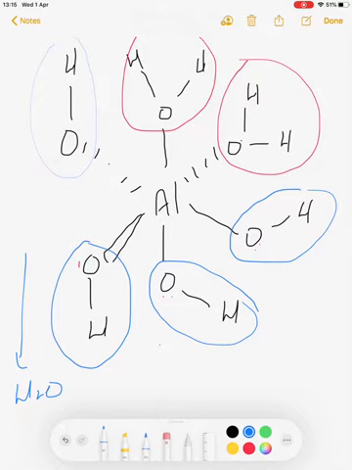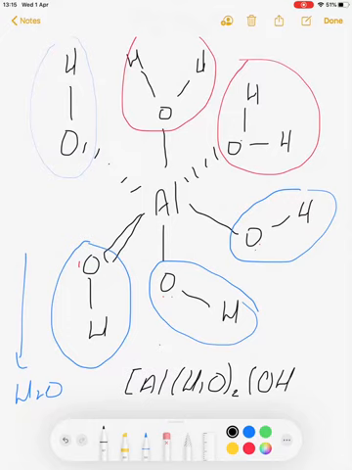So what we've got in this one, if I write the formula out for this at the bottom down here, I've now got aluminium with 2 waters and 4 hydroxides. Now if you remember, the aluminium has a 3 plus charge here, these have 1 minus each, and there are 4 of them, so the overall charge here is going to be 1 minus.